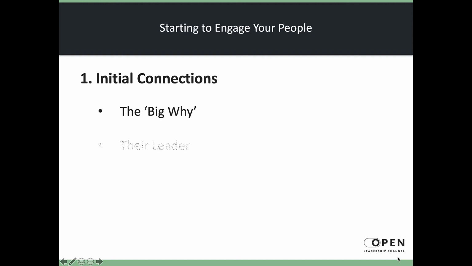Then connect them to you. Make sure that your relationship, your authenticity, the proximity between you and your people, there's an open channel of dialogue. They're starting to understand you fully, and you're starting to understand them as people as well. And then the third of those connections is to make sure that the team's purpose and its goals are clear, and the individual's roles and responsibilities are clarified. So connect them to the big strategy, to you, and lastly to their purpose and goals as a team and how they're working together, their roles and responsibilities within the group.